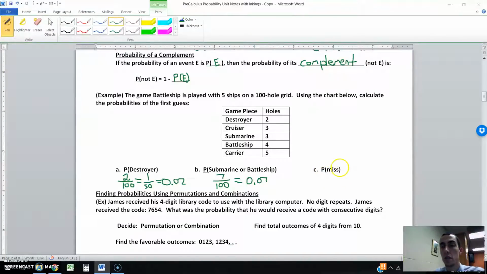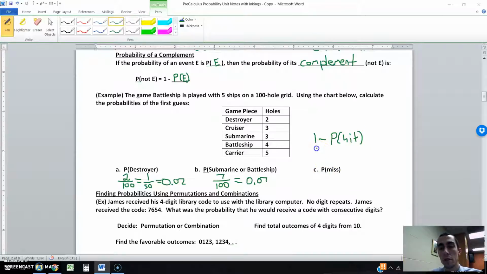Last, the probability of a miss. So a miss is essentially the complement of a hit. It's anything besides a hit. So we can find the probability of a hit and do 1 minus that, and that would give us the probability of a miss. I think I might have misspoke there. Let me repeat myself. We can do 1 minus the probability of a hit, and that will give us the probability of a miss.